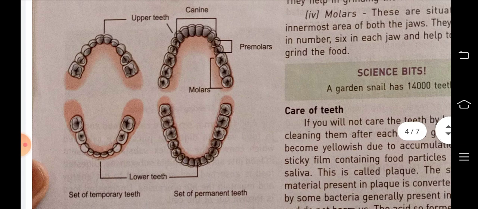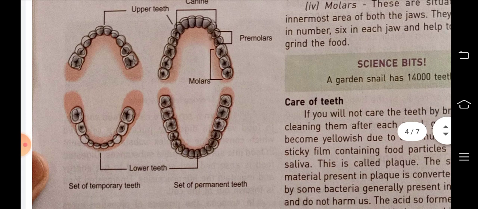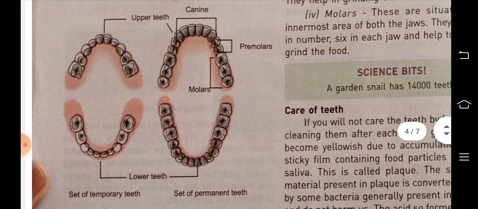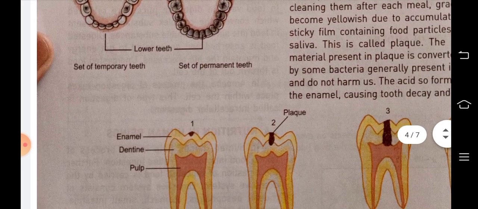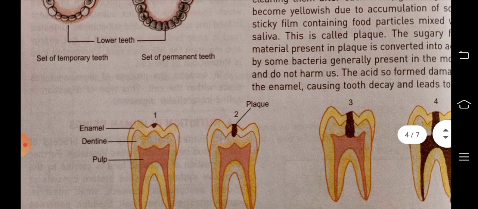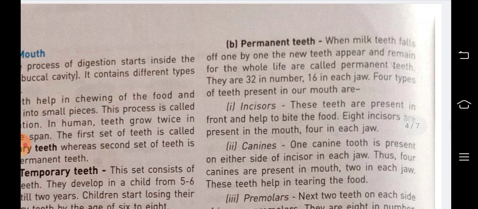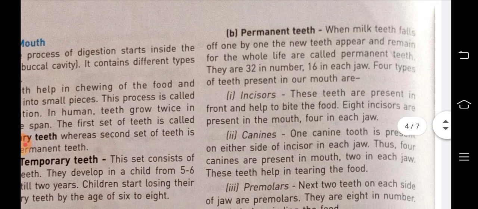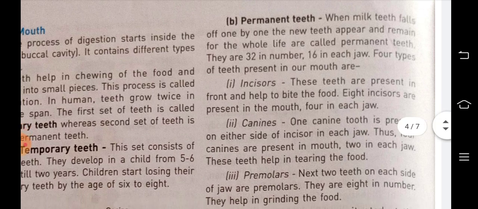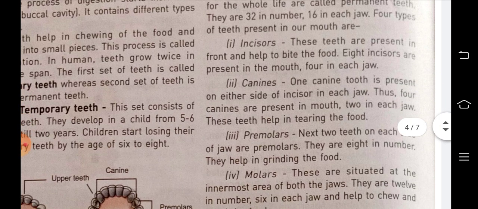You can see here set of temporary teeth and permanent teeth. In temporary teeth, there are 20 teeth, but in permanent teeth, it is about 32. When milk teeth or the temporary teeth fall down, one by one the new teeth appear and remain for the whole life, which is 32 in number, 16 in upper jaw and 16 in lower jaw.